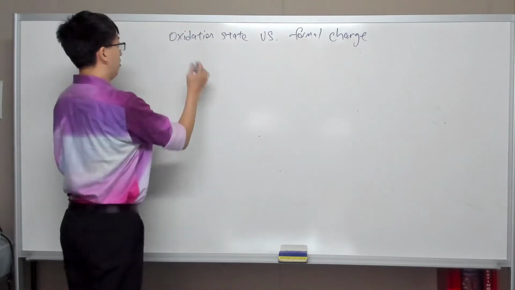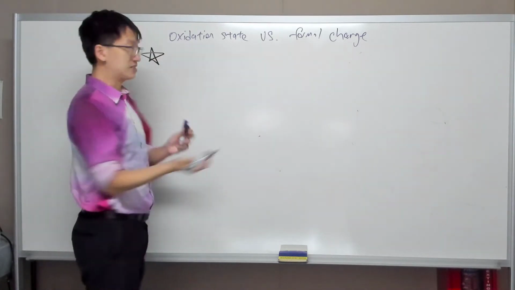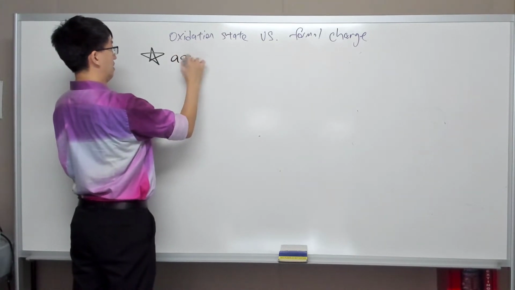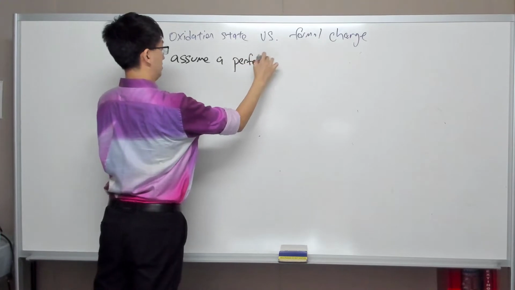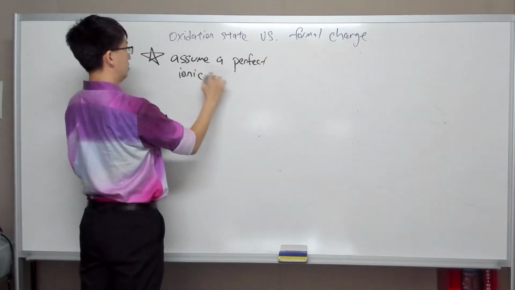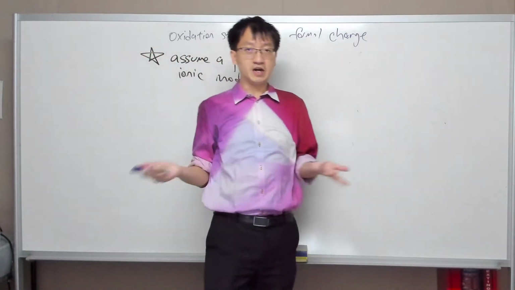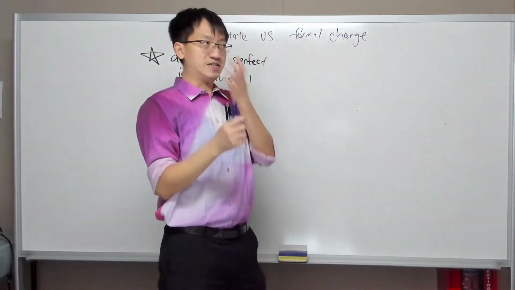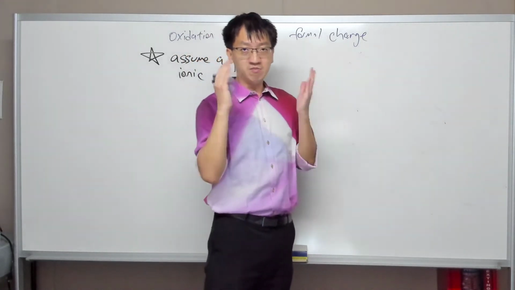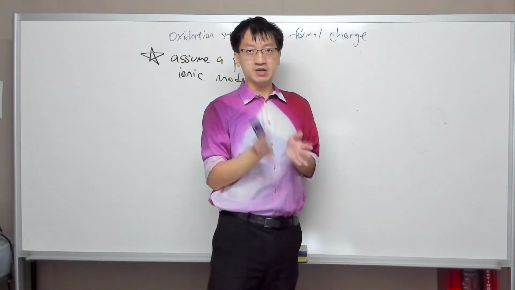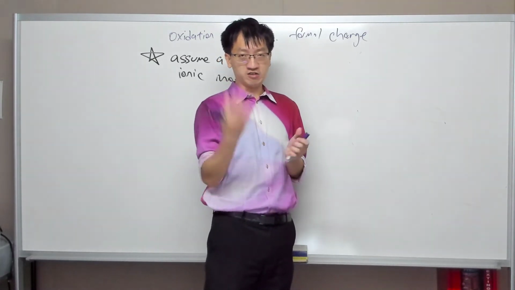For oxidation state, there is a very important assumption that we make. We assume a perfect ionic model. So what is the meaning of assuming a perfect ionic model? That means that in a covalent compound, we will assume that the more electronegative element will take all the electrons in the calculation of oxidation states.